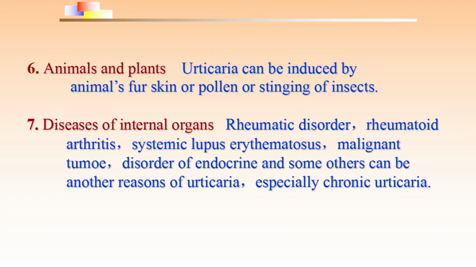Number 7. Diseases of internal organs. Rheumatic disorder, rheumatoid arthritis, systemic lupus erythematosus, malignant tumor, disorder of the endocrine and some others can be another reason for urticaria, especially chronic urticaria.